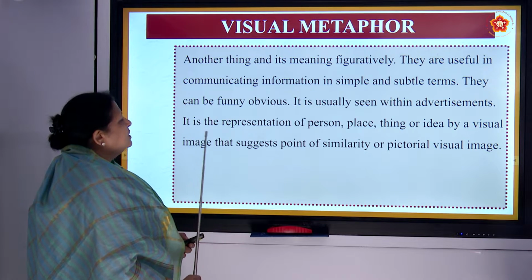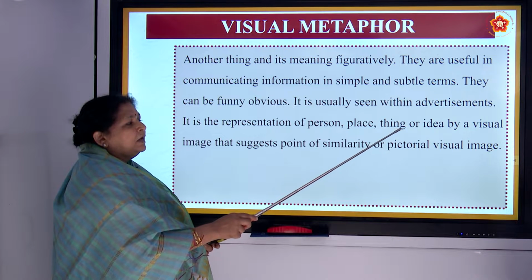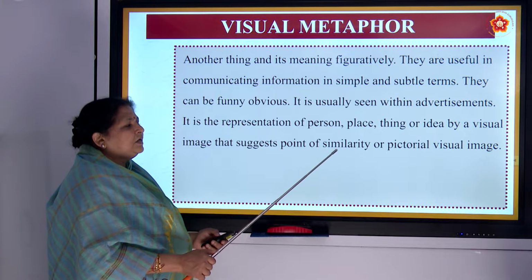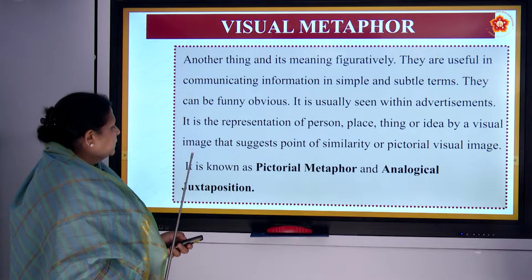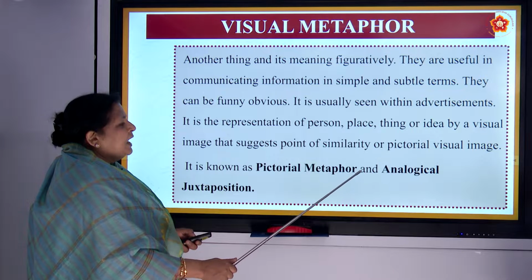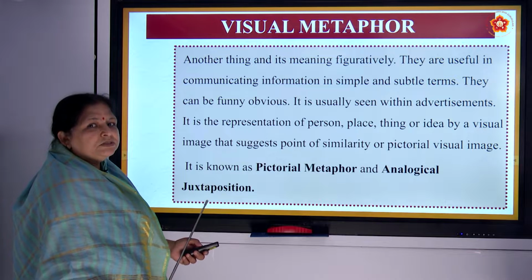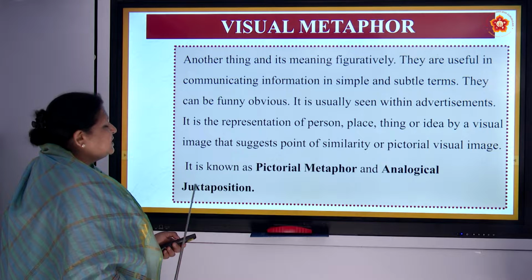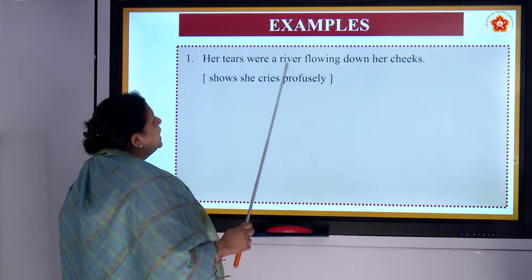It is the representation of persons, place, thing or idea by a visual image that suggests point of similarity or pictorial visual image. It is known as pictorial metaphor and analogical juxtaposition. See the pronunciation, juxtaposition. Now, we will see the examples.